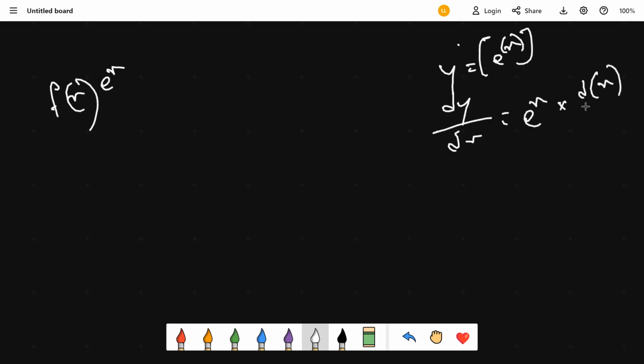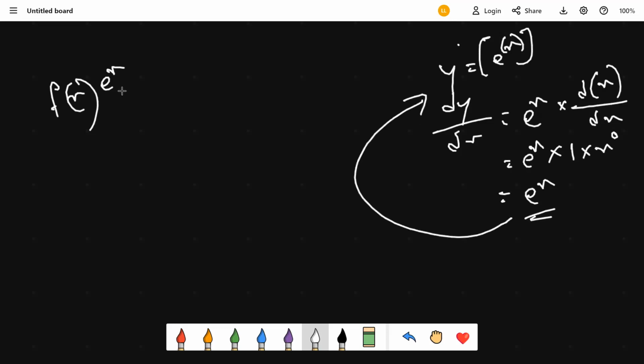So e to the power x remains e to the power x, times the differentiation of x, which is 1 times x to the power 0, because 1 minus 1 is 0. Anything to the power 0 is 1. So we are left with the final answer e to the power x. That means integrating this e to the power x should give us that initial e to the power x.